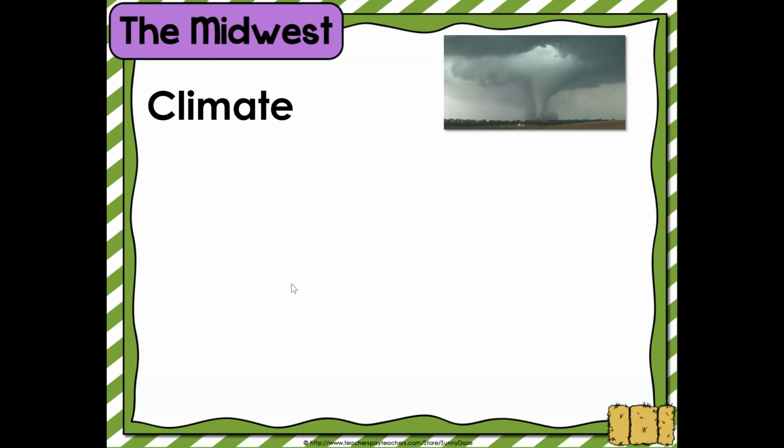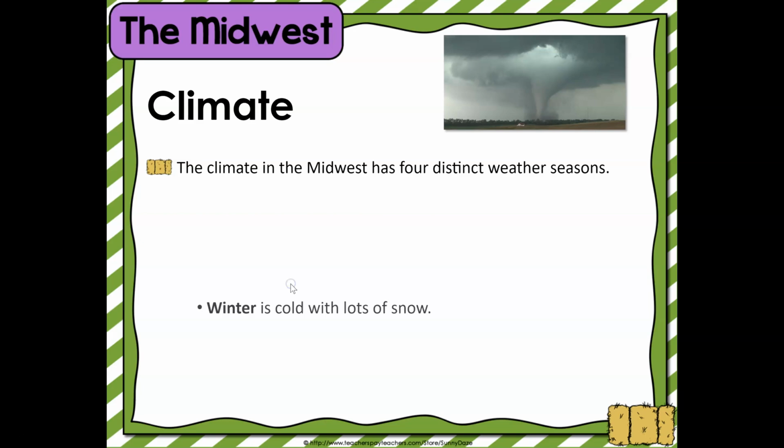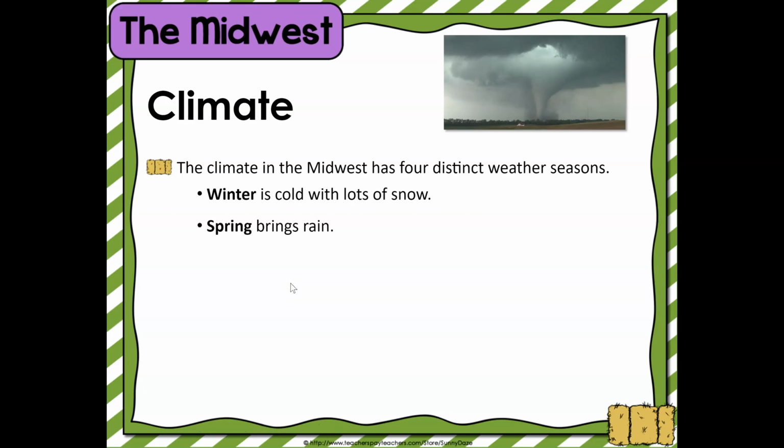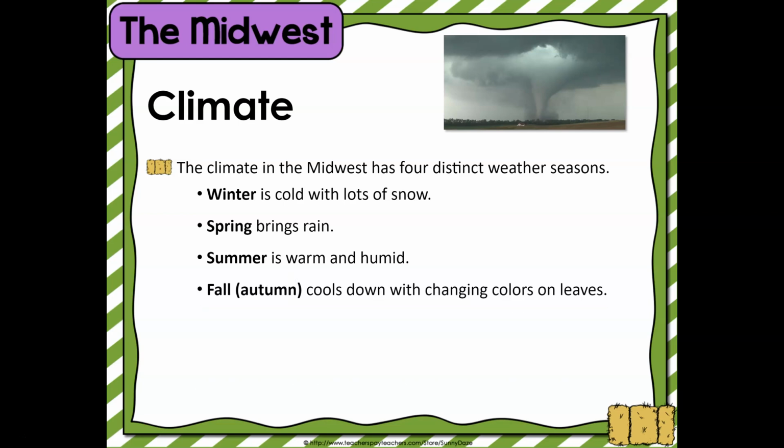Let's take a look at the climate of the Midwest, the extreme weather that occurs here. The climate in the Midwest has 4 distinct weather seasons. We have winter, which is cold and includes lots of snow in the Midwest. The spring there brings lots of rain. The summer is warm and humid. And fall or autumn cools down with changing colors on leaves.